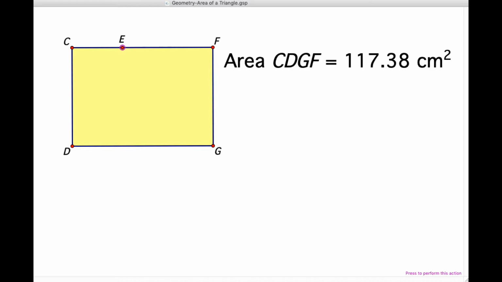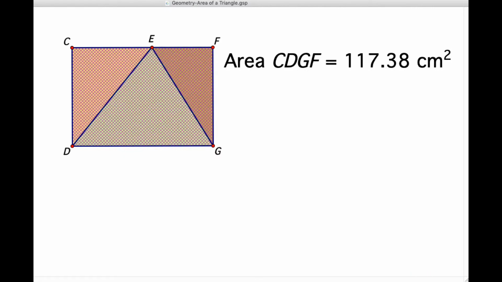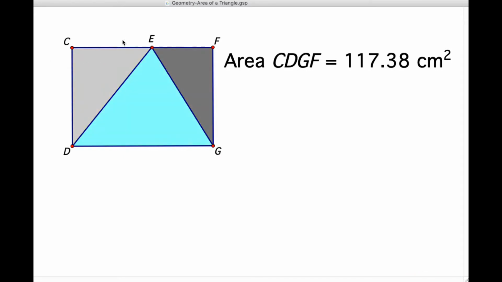So if I connect point E with point D and point G, I will see two additional segments created. Now notice that I've created triangles. I have a triangle over here, a triangle over here, and finally a triangle using the entire base. Now, I can create triangles in this manner. And now I have my three triangles clearly identified.